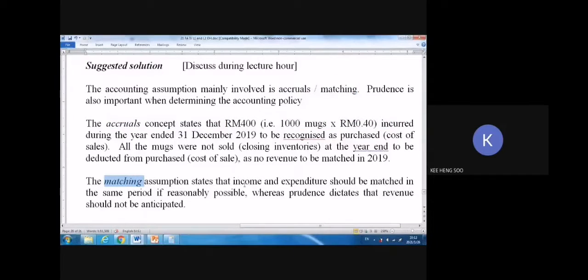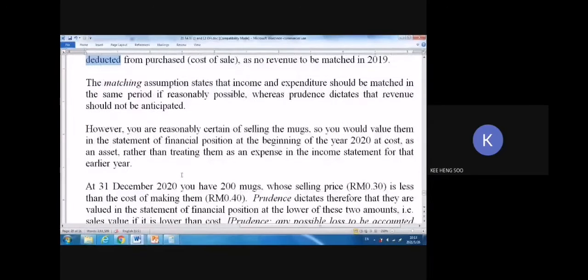Accrual concept tells you that 400 already incurred. Matching concept is more on the income and expenditure to be matched. This is to calculate the profit figure. So to differentiate between accrual and matching, accrual concept is expenses incurred. You must record it, whether paid or not paid. Inventory not sold to be deducted from the purchases. You got it? Because the marks in 2019 not sold, you need to deduct it. That is called accrual concept. But matching is more on the profit recognition.